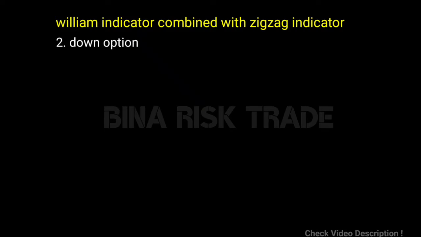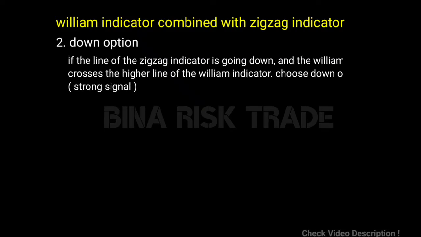2. Down signal. If the line of the ZigZag indicator is going down, and the Williams chart crosses the higher line of the Williams indicator, choose down option.